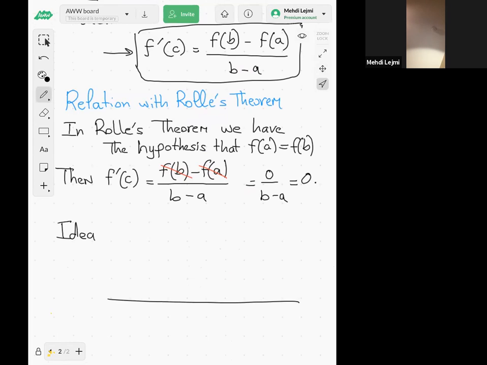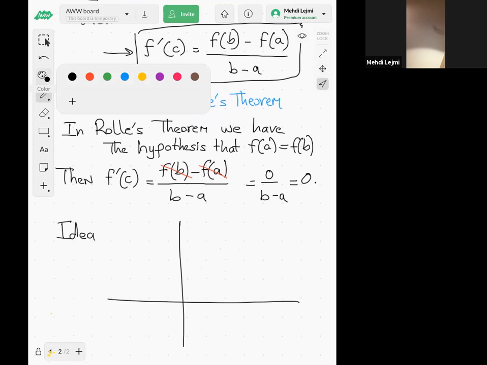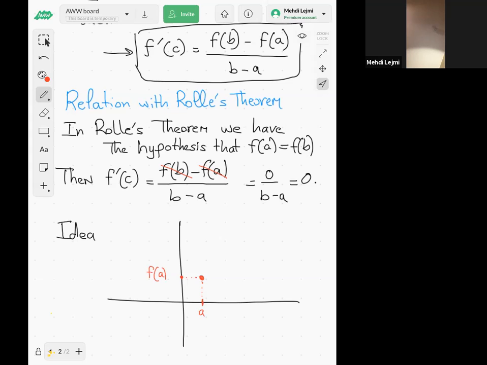So you have your graph. Let's say this is a, and this is f of a. All right, and here's b. And f of a is not necessarily equal to f of b, right? So here's somewhere f of b. Okay, and let's say this is your f of x. This is my f of x.